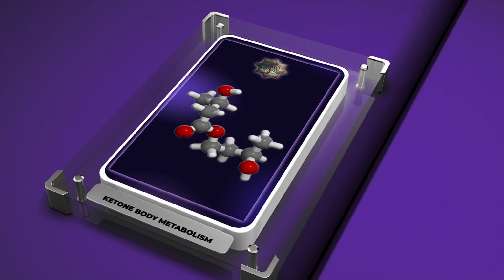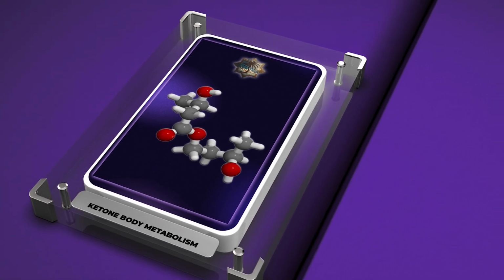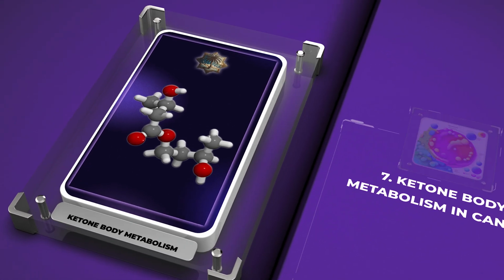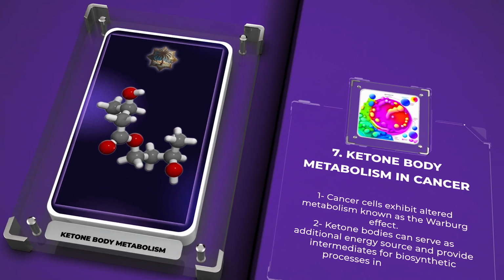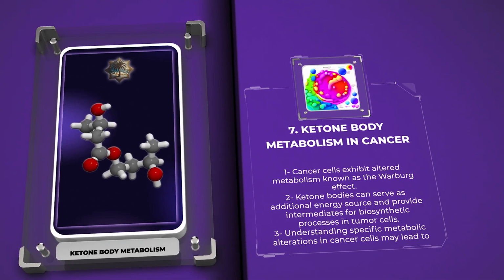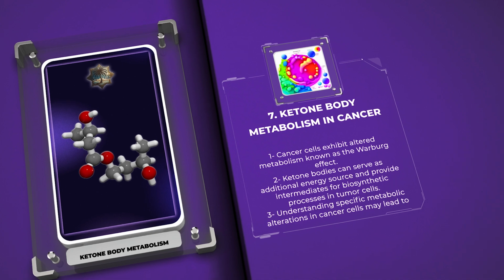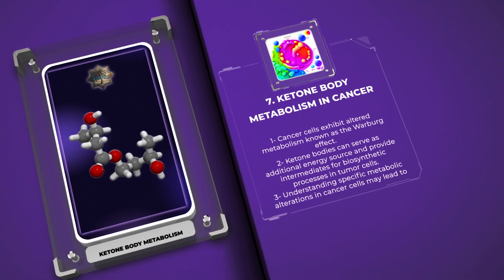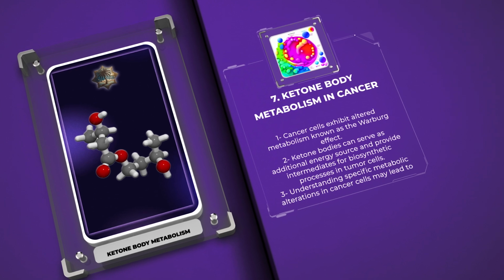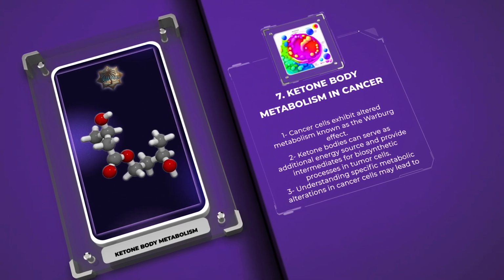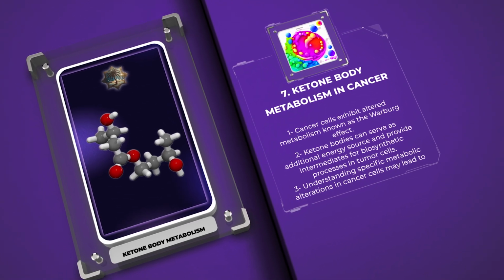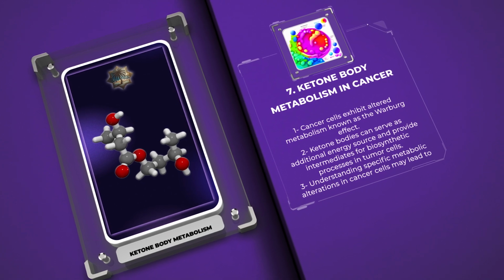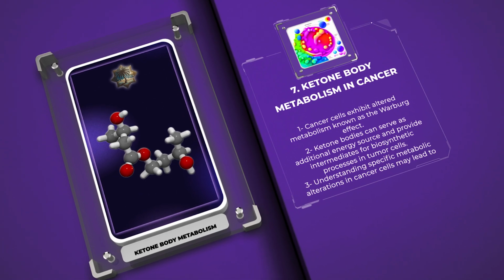Cancer cells exhibit altered metabolism termed the Warburg effect, characterized by increased glucose uptake and reliance on aerobic glycolysis. However, recent studies have highlighted the significance of ketone body metabolism in cancer cells. Ketone bodies can serve as an additional energy source and provide intermediates for biosynthetic processes in tumor cells. Understanding the specific metabolic alterations in cancer cells may unveil potential therapeutic strategies targeting this unique metabolic feature.